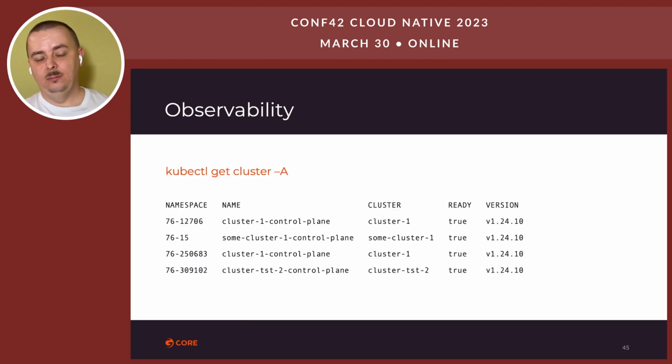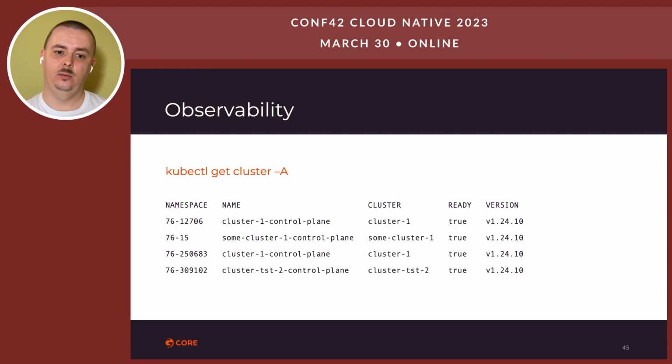And one more thing about observability. Compared to OpenStack Magnum, where we could not find any suitable tool to find out whether everything is okay with the cluster, we have it just out of the box. So we can use a command like kubectl get cluster -A, capital A, and we'll get all the clusters which were provisioned using the Cluster API in our service cluster.